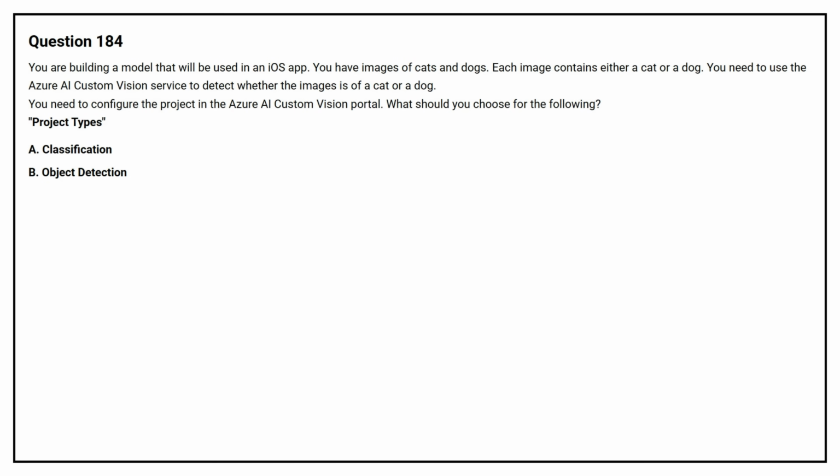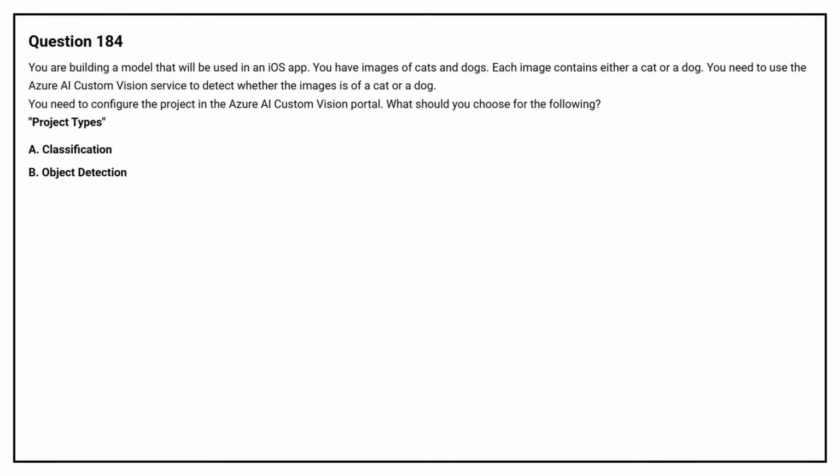Question number 184. You are building a model that will be used in an iOS app. You have images of cats and dogs. Each image contains either a cat or a dog. You need to use the Azure AI Custom Vision service to detect whether the image is of a cat or a dog. You need to configure the project in the Azure AI Custom Vision portal. What should you choose for the following?